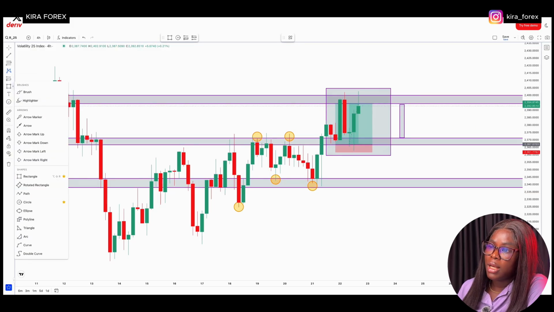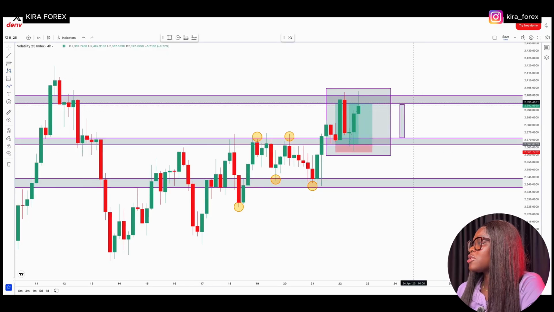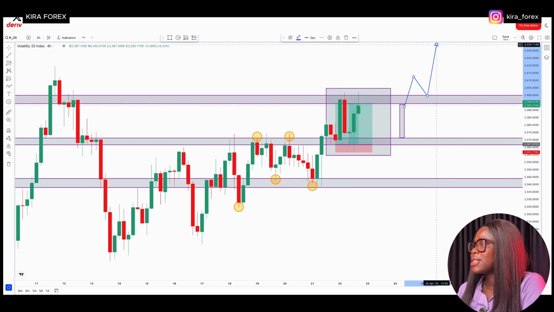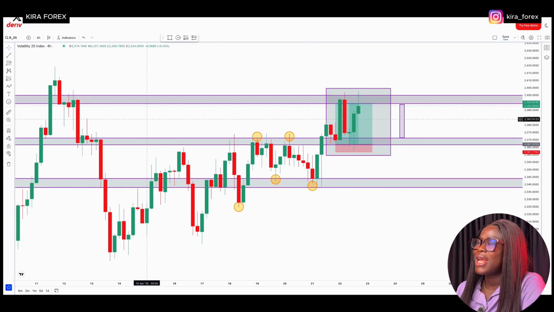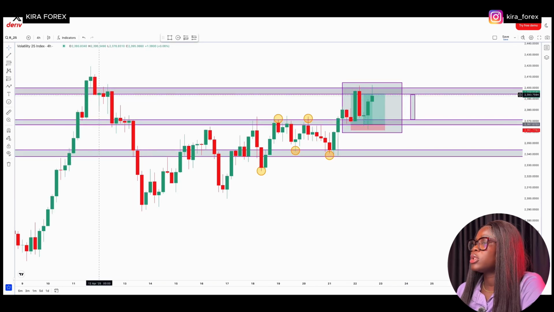Okay, let's see. So the only thing that can happen here is for price to break out, come back for a weak test, then we continue buying. Aside from that, we are going to have price coming down again, but because of the measurement I have used, you can see that it is falling exactly on resistance or support zones.